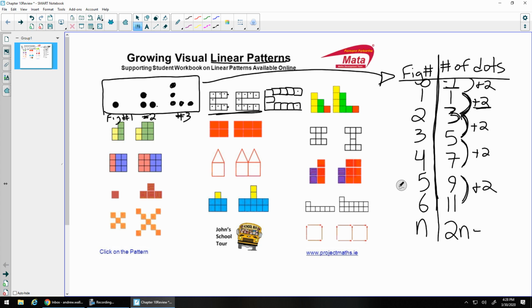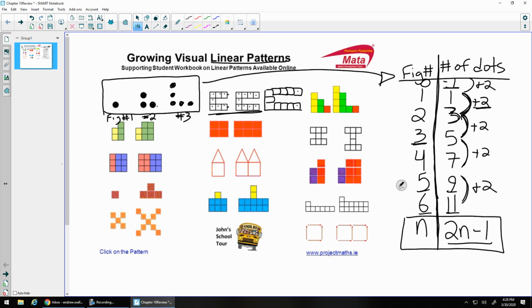So 2n minus 1. So now I can look and say, okay, if there is figure number 3, how many dots are there? Well, times by 2. 2 times 3 is 6. Minus 1 is 5. So that works for figure number 3. Figure number 4, 2 times 4 is 8. Minus 1 is 7. 2 times 5 is 10. Minus 1 is 9. 2 times 6 is 12. Minus 1 is 11. And so I've been able to find this relationship between the figure number and the number of dots in the pattern.